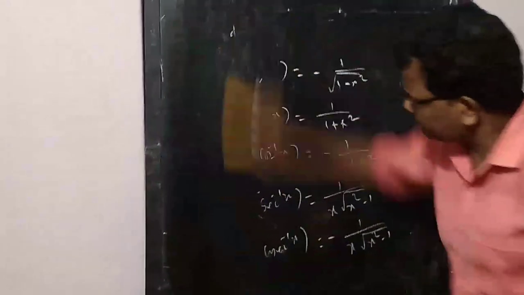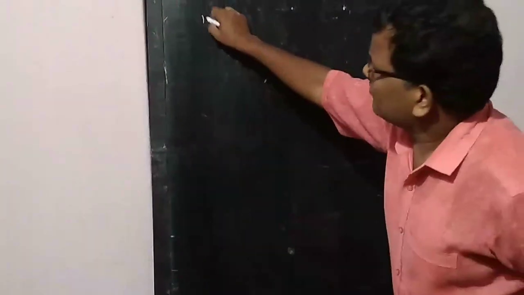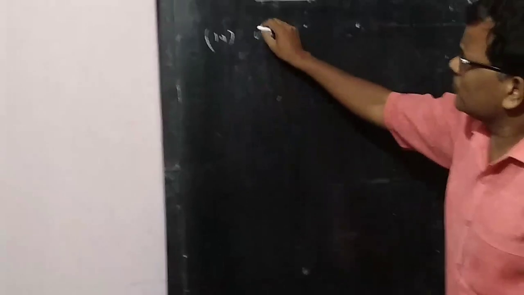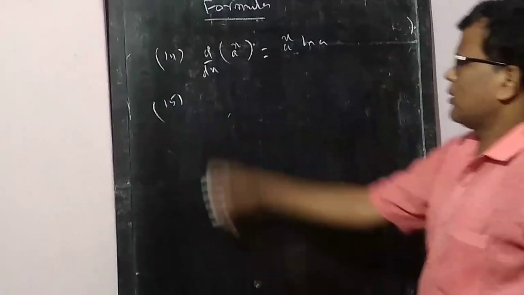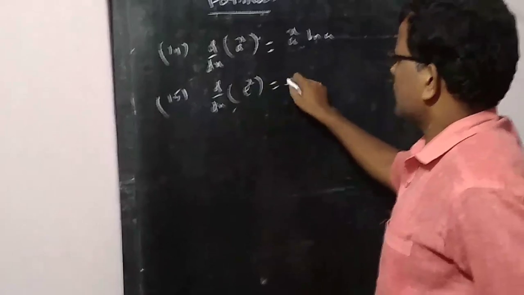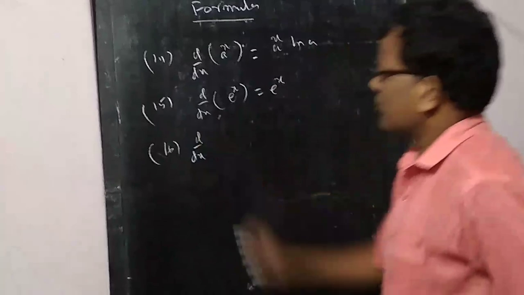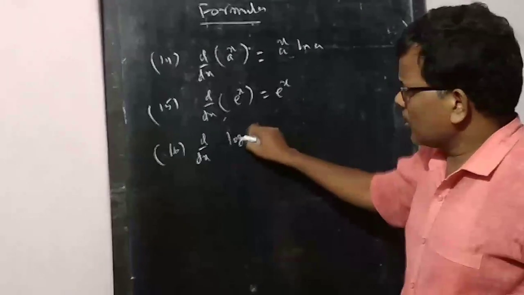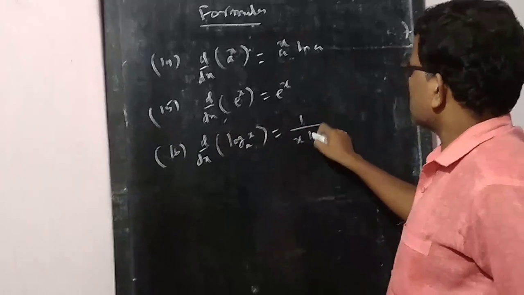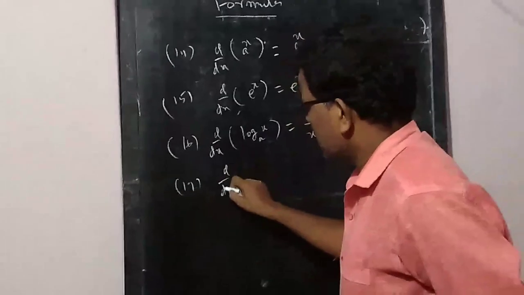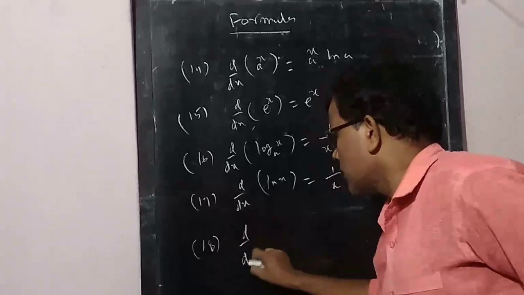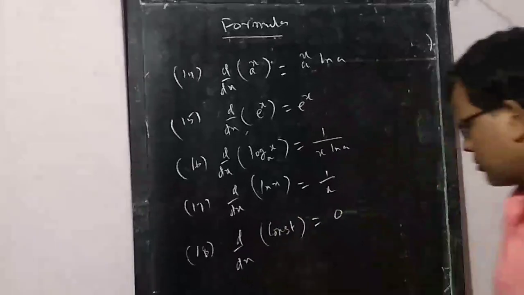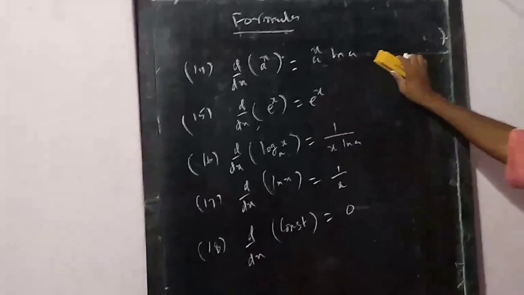Next, d by dx of a to the power x is a to the power x ln a. 15, d by dx of e to the power x is equal to e to the power x. 16, d by dx of log x to the base a is equal to 1 by x ln a. 17, d by dx of ln x is equal to 1 by x, and 18, d by dx of a constant is 0.